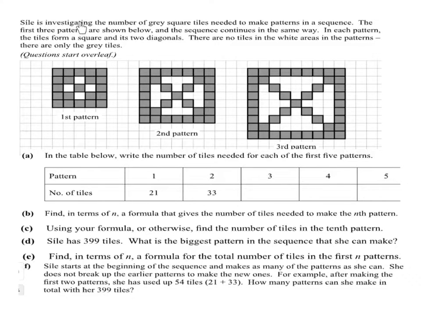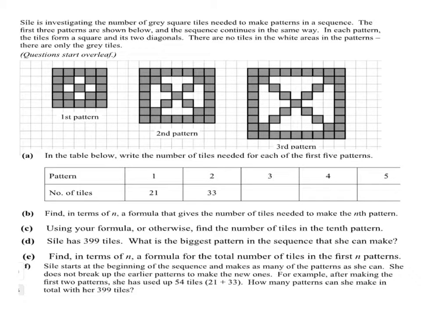Sheila is investigating the number of grey square tiles needed to make patterns in a sequence. The first 3 patterns are shown below. This is the first pattern, this is the second pattern, this is the third pattern. And the sequence continues in the same way.